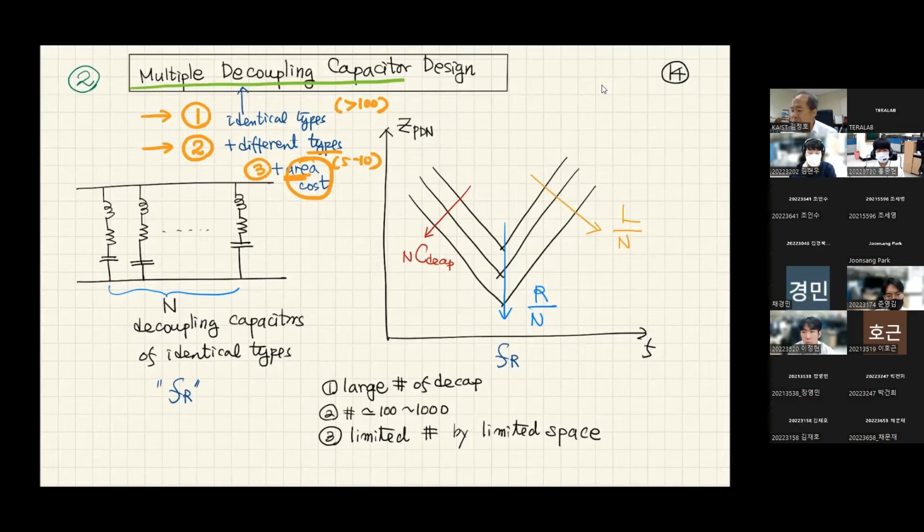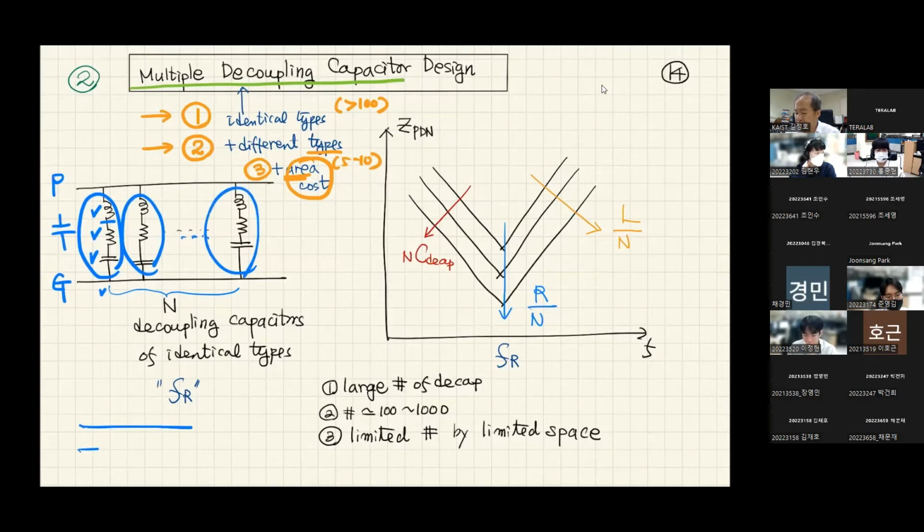Now let's take a look at the effect of these multiple decoupling capacitors using the circuit diagram. This line is the power line in your PCB or package or on chip. This is the ground line. You have decoupling capacitors here. Each decoupling capacitor itself has self-inductance, self-resistance and decoupling capacitance. Rather than having a single one, we're going to have multiple decoupling capacitors.